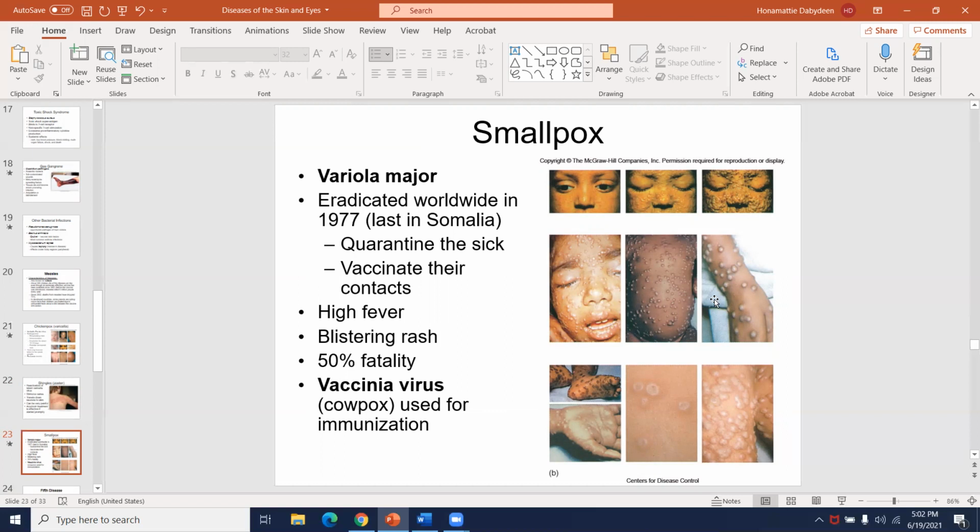But if you recover, a lot of people die because it had 50% fatality when it was around. If you recover, you end up with lifelong immunity. You have that blistering rash they talk about.